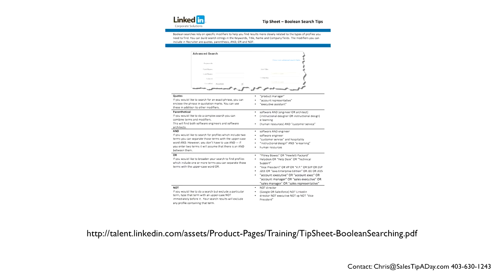One last thing. If you really want to see something that can help you out with this tip sheet, go into Google and search the term LinkedIn Boolean Search Tips or Tip Sheet Boolean Search Tips. LinkedIn has created a tremendous one-page asset that'll walk you through all this stuff so that you get to know this a little bit better. The link's down below. It's talent.linkedin.com/assets/product-page/training/tip sheet-Boolean searching.pdf. I'll leave that up for just a couple of seconds so you can see it.